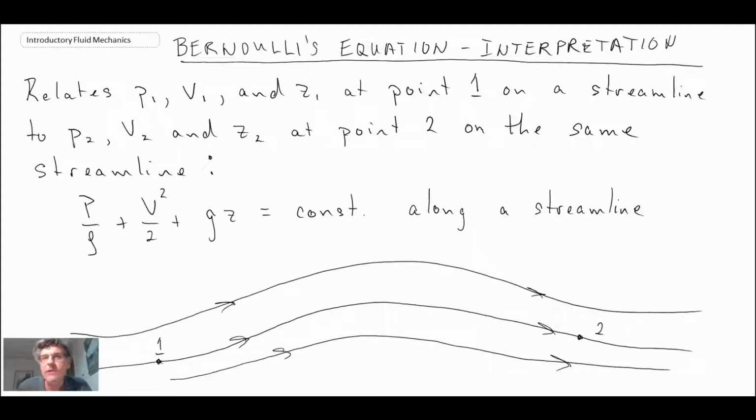Now, there's a more general form of Bernoulli's equation that enables us a little bit more flexibility, and that applies if we have a condition where the flow is what we call irrotational. We haven't talked about irrotational flows yet, but we will.